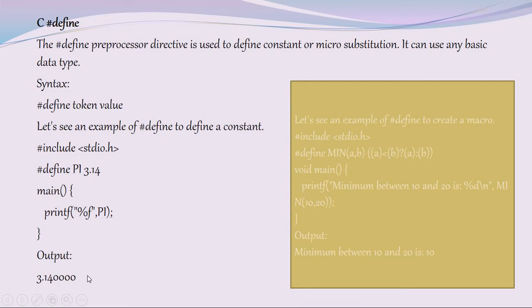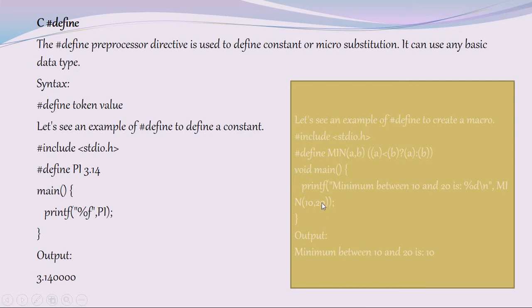That is our output. This is object like macro. Coming to function like macro, see here: #include <stdio.h>, #define MIN(a, b), and the condition is evaluated here. Inside void main, we are finding the minimum of 10 and 20: printf("%d", MIN(10, 20)). It's like a function call.